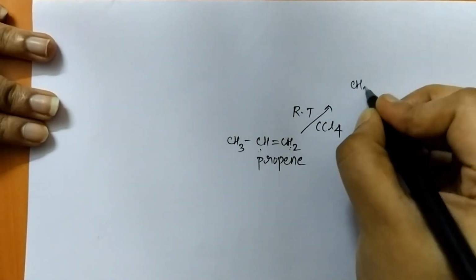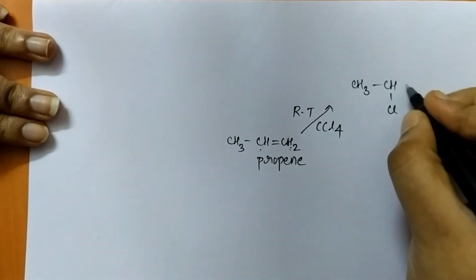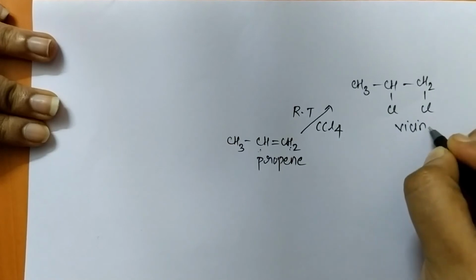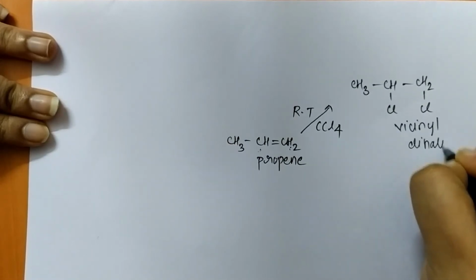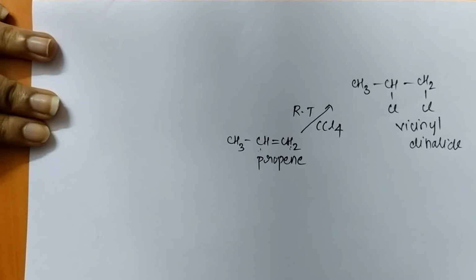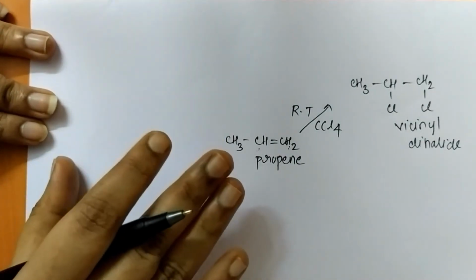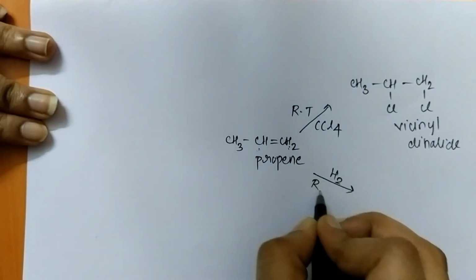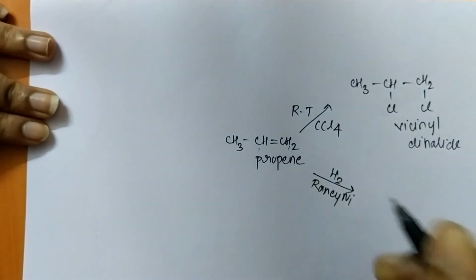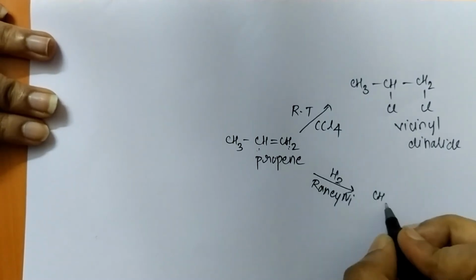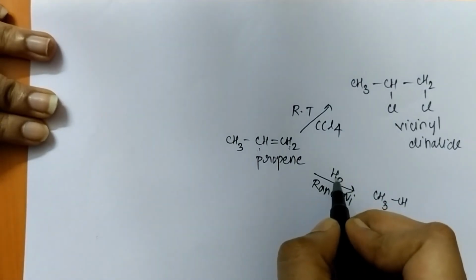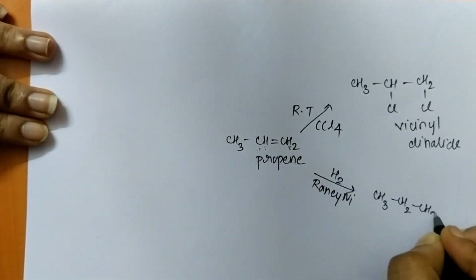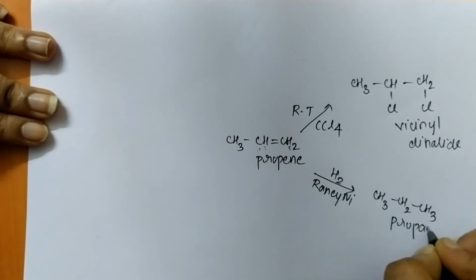So therefore we are going to get CH3CHClCH2Cl. So this is a vicinal dihalide. Now if this particular compound is going to undergo reduction in the presence of H2 and Raney Ni, then we are going to get propane. That is, each hydrogen atom will get added to each carbon atom. So we are going to get propane.